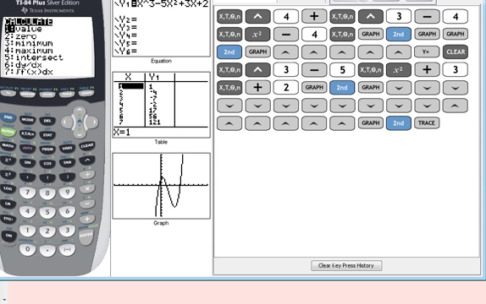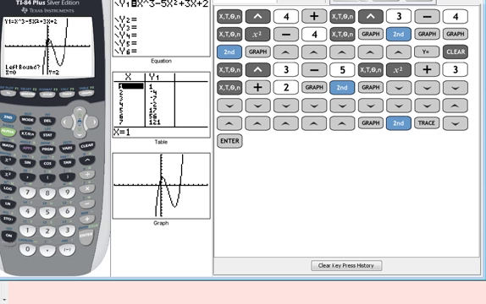You get a menu. What you want to calculate here, class, is a zero. So you're going to press number 2 or scroll down to number 2 and press enter. Now your calculator is going to calculate a zero. And the way you do that, as you can see, my cursor is right here right now.